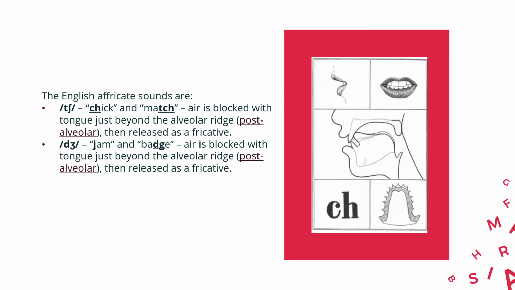The English affricate sounds are ch, like cheek and match. Air is blocked with tongue just beyond the alveolar ridge, and then released as a fricative. Then j, like in jam and patch. Air is blocked with tongue just beyond the alveolar ridge, then released as a fricative.